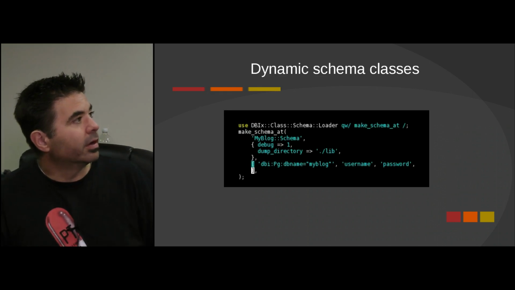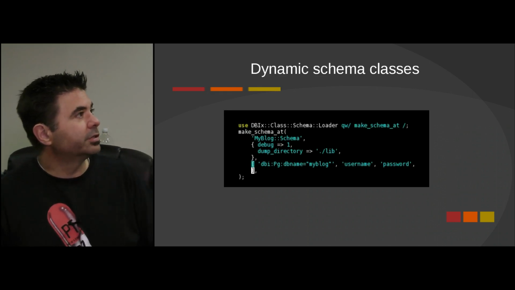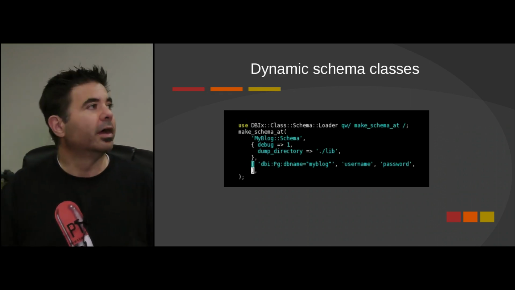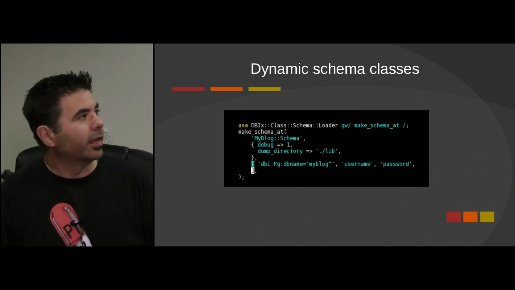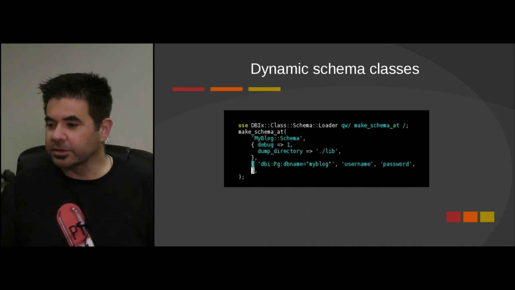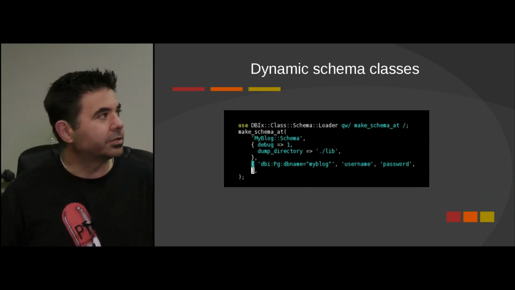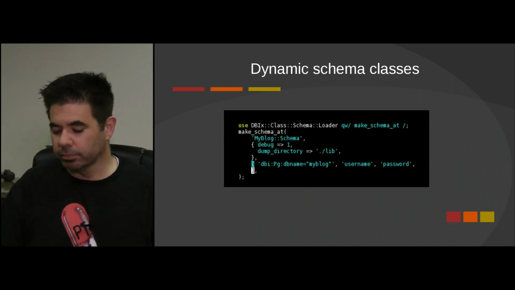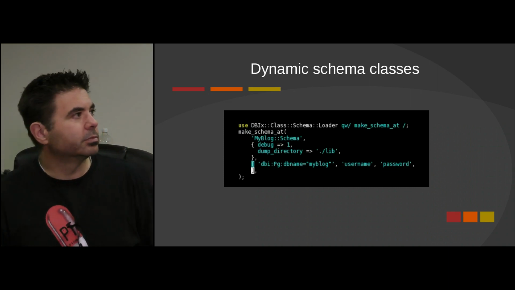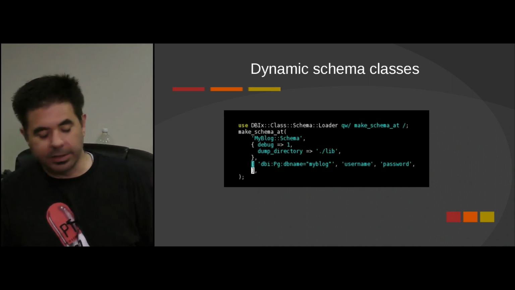This is an example of what to do if you want to create your schema classes on the fly. You would have this in your script, and it just makes the schema, and then at this point, after you've run that, you can access your database through the object like you would if you had defined all your classes in modules sitting on disk.